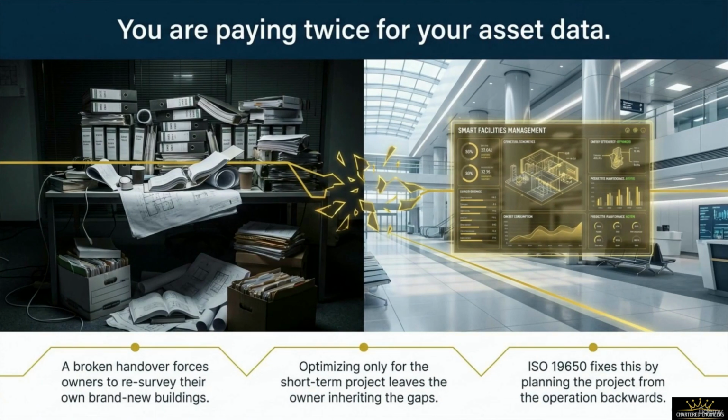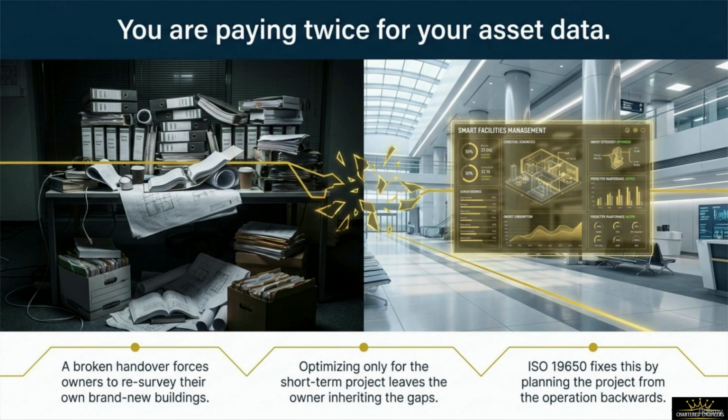Let's talk about an invisible financial leak that plagues modern infrastructure owners. The reality that you are likely paying twice for your asset data. A broken project handover forces owners to resurvey their own brand new buildings just to understand what equipment has been installed. This unnecessary expenditure happens because the delivery team optimizes only for short-term project goals, leaving the owner to inherit massive data gaps. Optimizing for the short term means that the operations needs are ignored, resulting in missing asset registries and misplaced warranty documents.